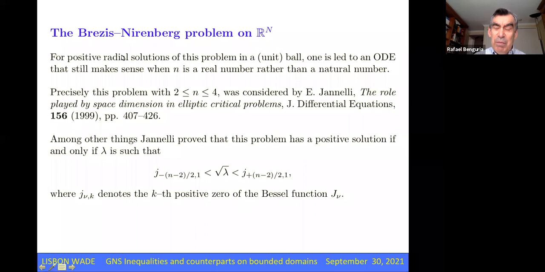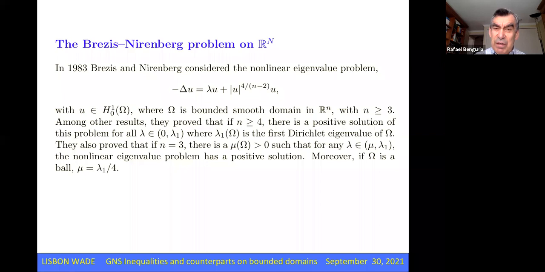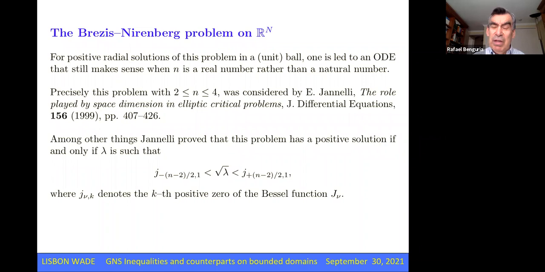For positive radial solutions, if you consider the case of the ball, the equation that you had before, when you are in a ball, reduces to an ODE, and the ODE makes sense even if n is not an integer. Of course, when you are in the general case, it only makes sense when n is an integer, which is the dimension of the problem. And so precisely this problem, when you have a ball and you consider the radial equations, was considered when the parameter n is now a parameter, it's no longer the dimension.